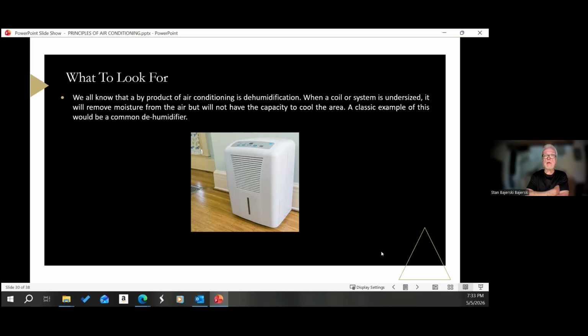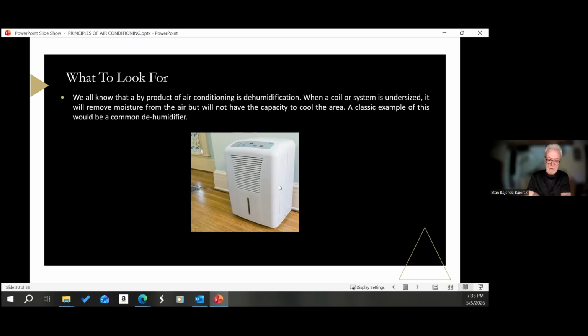But it's the same. There's a compressor in there. There's coils in there. It's the same basic piece of equipment, just undersized. So it'll dry the house out, but it's not really going to cool it. Maybe if you stand right in front of it and put your face in there, it might be a little cooler, but that's not what it's intended to do.